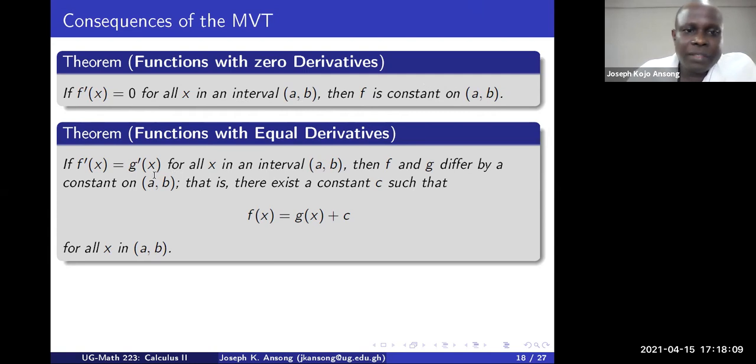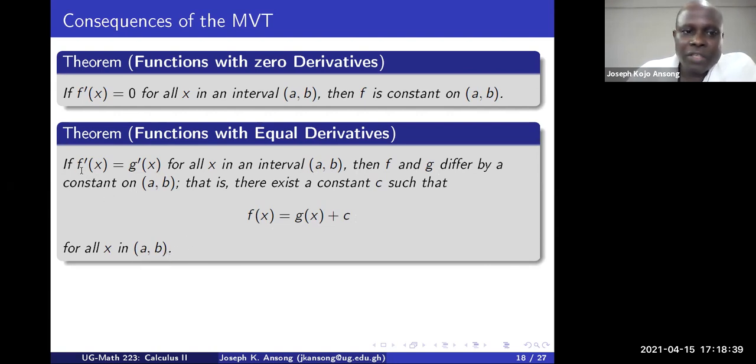The other theorem is that if the derivatives of two functions are equal, right? So if f prime of x is equal to g prime of x for all x in the interval AB, then f and g differ by a constant on the interval. That is, there is some constant c such that f of x is equal to g of x plus c for all x in the interval, okay?